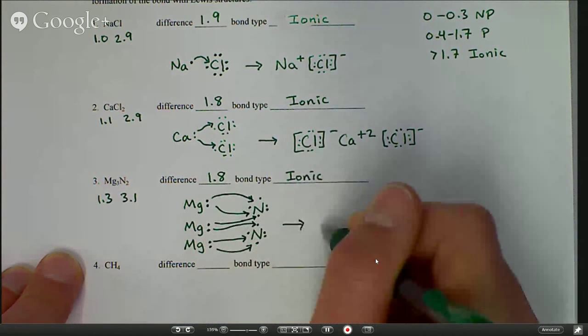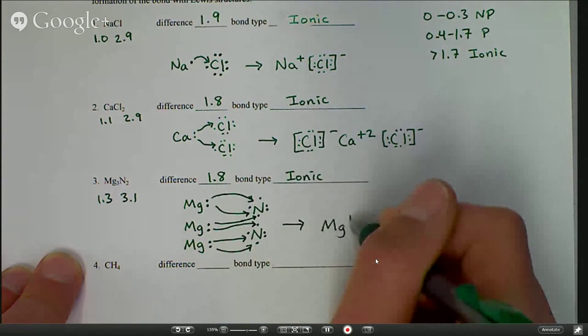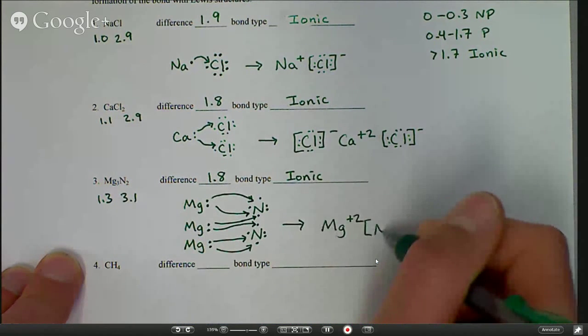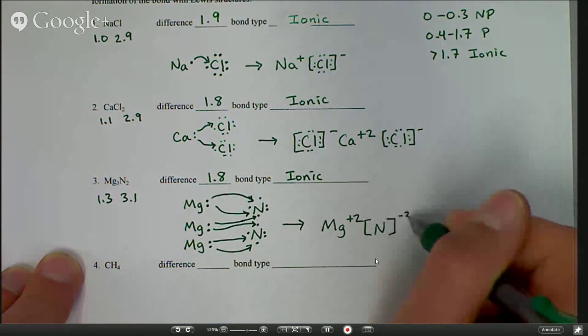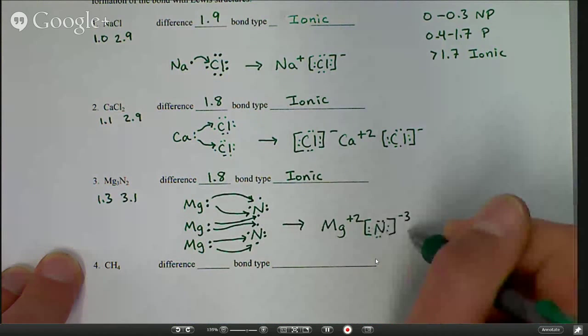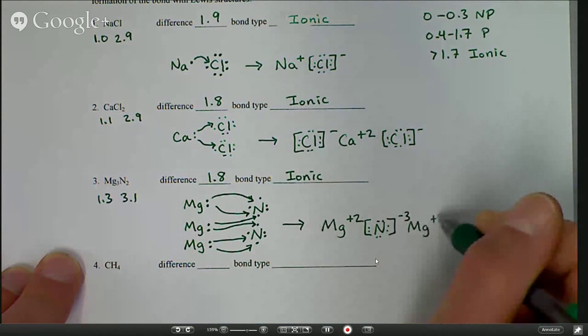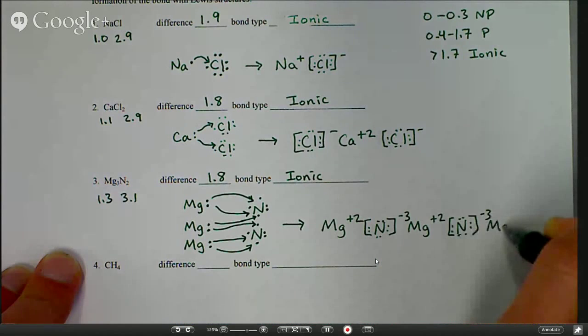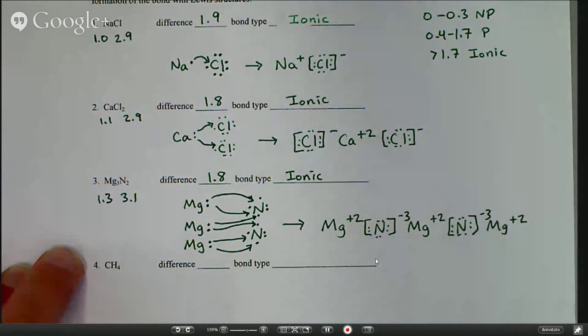And so as a result, we have 3 magnesiums, each losing 2, so a +2 charge, followed by nitride, which has gained 3, giving it a -3 charge. Our second magnesium, the next nitrogen, and then our last magnesium right there.